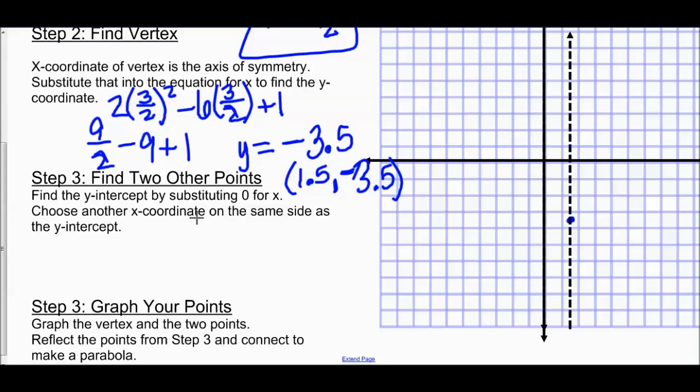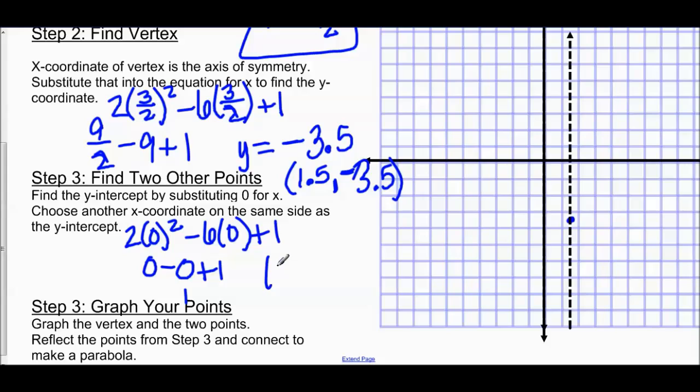So now I need to find 2 other points, and then we can reflect it across it. Find the y-intercept by substituting 0 for x, and so that will be the easiest one to substitute. So 2 times 0 squared minus 6 times 0 plus 1. 0 squared is 0. 0 times 2 is 0. 0 minus 6 times 0 is 0, and then plus 1, which is going to be 1. So when x equals 0, y equals 1. 0, 1.